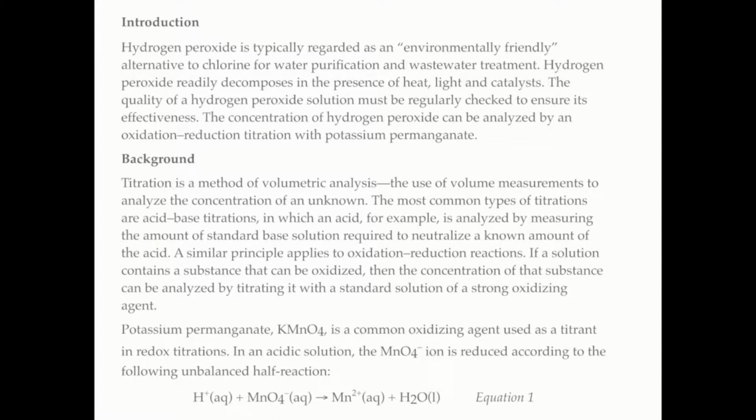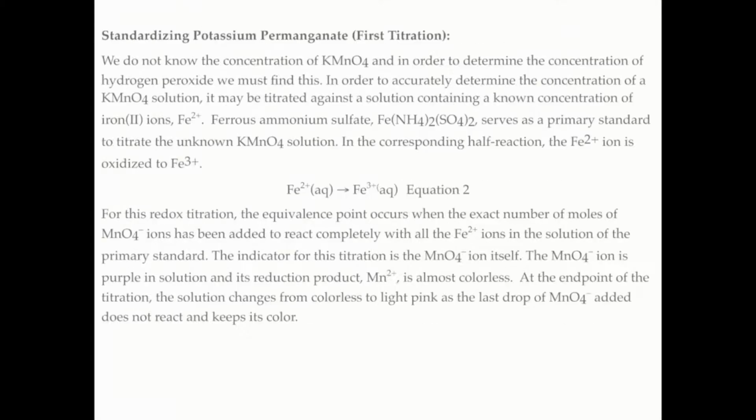A similar principle applies to oxidation reduction reactions. If a solution contains a substance that can be oxidized, then the concentration of that substance can be analyzed by titrating it with a standard solution of a strong oxidizing agent. So a standard solution is a solution whose concentration we know. Potassium permanganate, KMnO4, is a common oxidizing agent used as a titrant in redox titrations. In an acidic solution, the permanganate ion is reduced according to the following unbalanced half reaction. So you got that there for you.